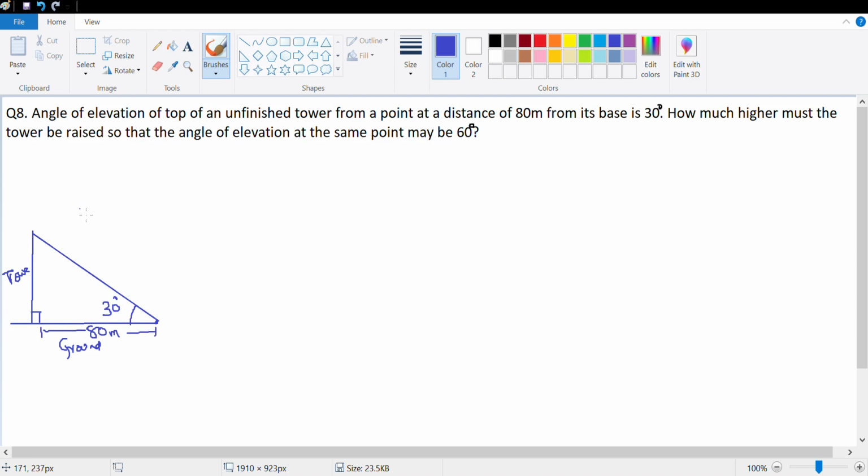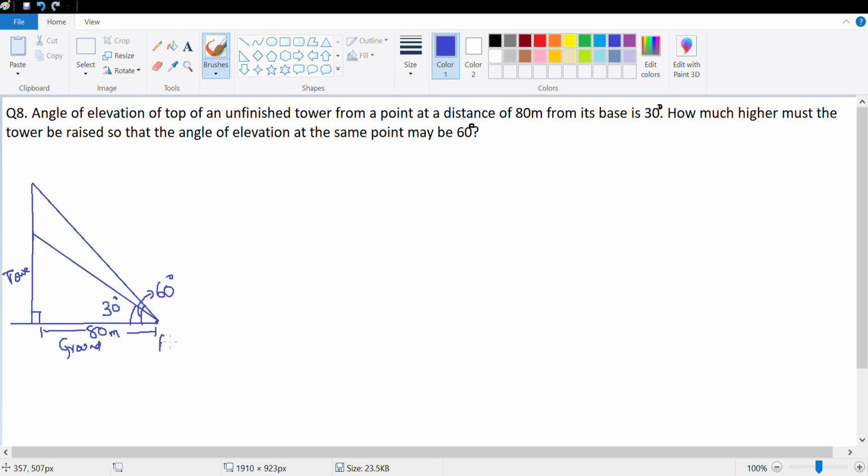Now they're saying how much higher must the tower be raised. So they are constructing this tower further, and we need to know how much more this tower needs to be raised so that the angle of elevation changes to 60 degree. Okay, so the point remains the same from where they are watching, which means now the angle of elevation should be 60 degree. So this big angle now is 60 degree. Perfect. Let's give them some names.